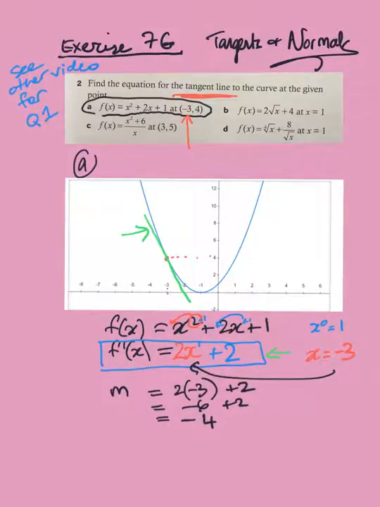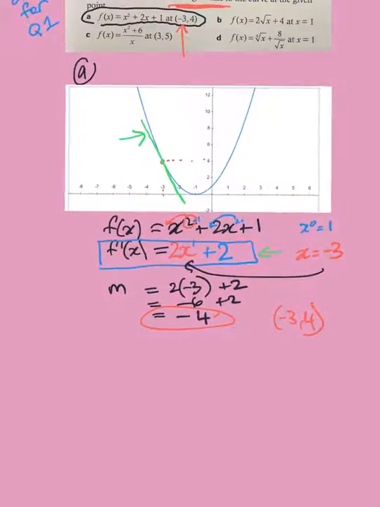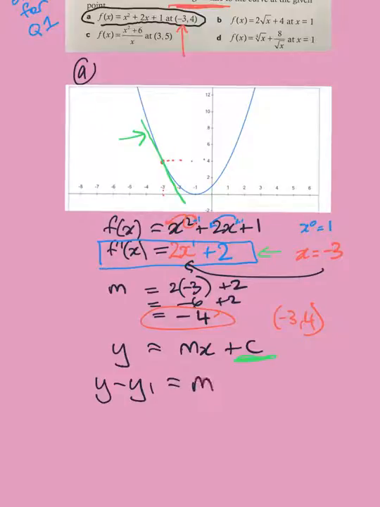Well, now I can find the equation of that line, of that tangent, because I have a coordinate that's been given, -3, 4, and I have the gradient. So if you remember the equation of a straight line, you're used to seeing it as y is equal to mx plus c, but I don't know what c is. I could find it out, but the best thing to do is to use this version of that line, y minus y1, because you have a coordinate and you have the gradient. And then you can just substitute that in.